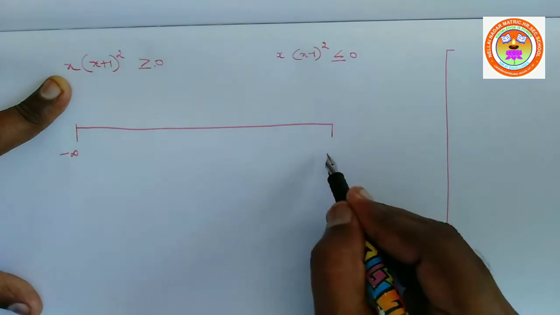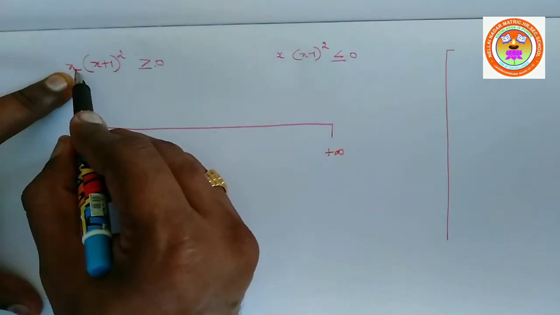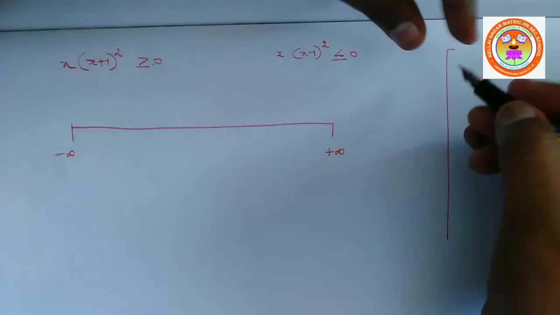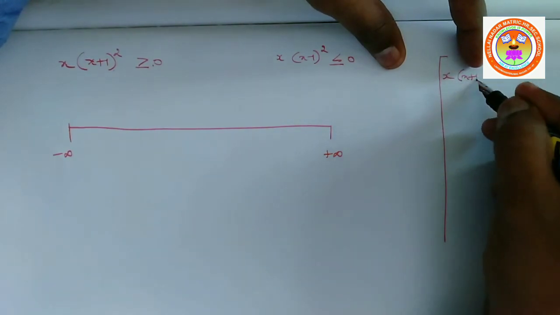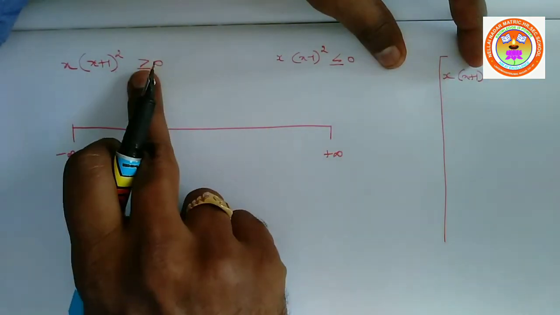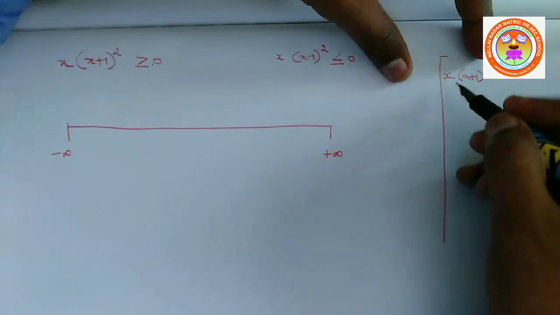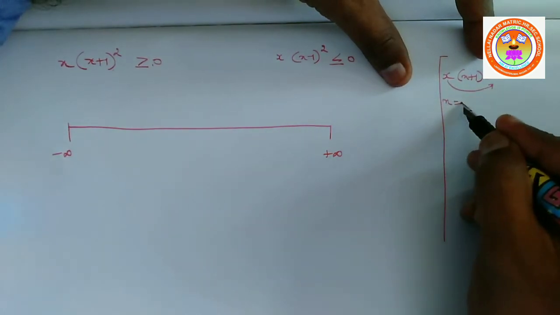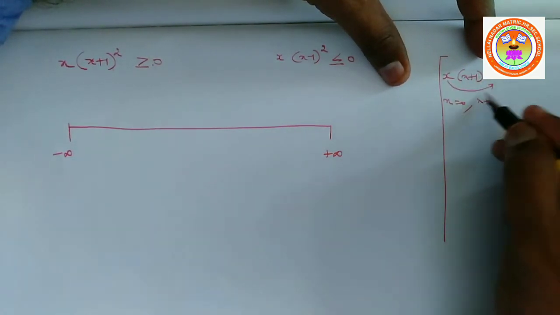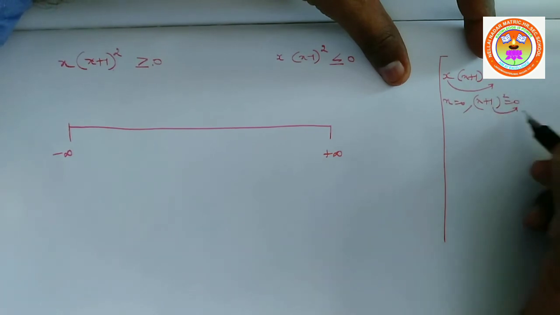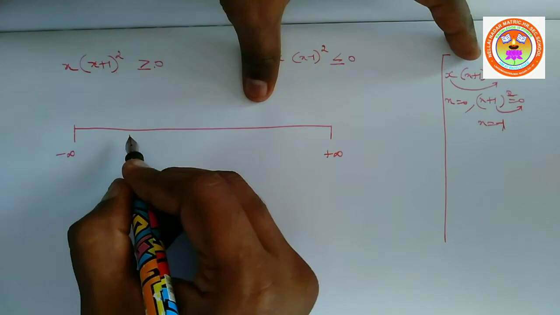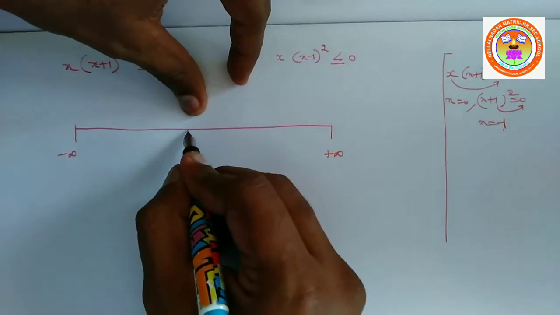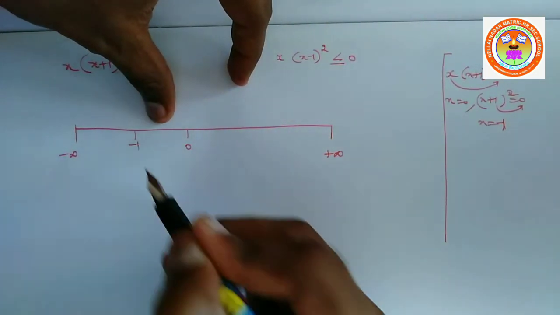This is minus infinity to plus infinity. x is equal to 0. When you put x into (x plus 1) the whole square is equal to 0, remove the equate and put 0. x is equal to 0. Here (x plus 1) the whole square is 0. The 1 comes this side, becomes x is equal to minus 1. Remove the square, no problem. x is equal to minus 1. The first value is 0, and another value is minus 1.